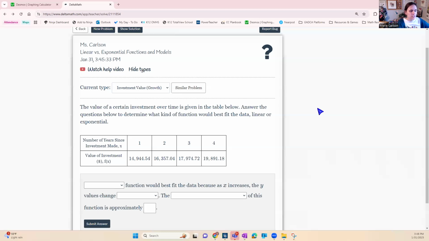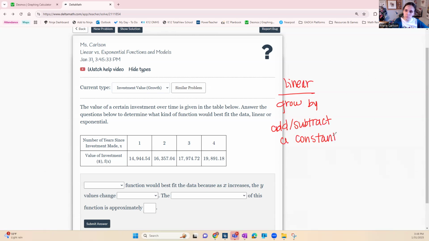First, I want to just clarify the difference between a linear versus an exponential model. So a linear model is going to grow or decay, grow, increase, decrease by adding or subtracting a constant value. So if I add by 2 over and over and over, that's a linear model. If I'm subtracting by 0.5, that would be a linear model.